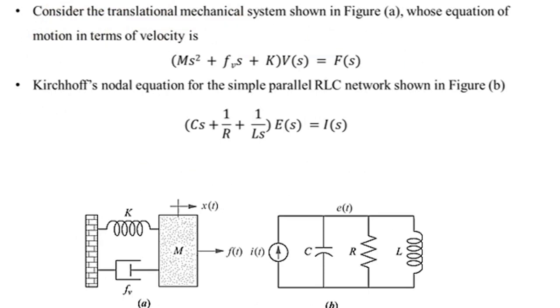Students, the next topic we have is the parallel analog. For the system in given figure A, we will make a parallel analog as represented in figure B. For the same system, we have the equation of motion in terms of velocity from the last example. For the system in figure B, we will apply the nodal law and find the nodal equation for this parallel RLC circuit.